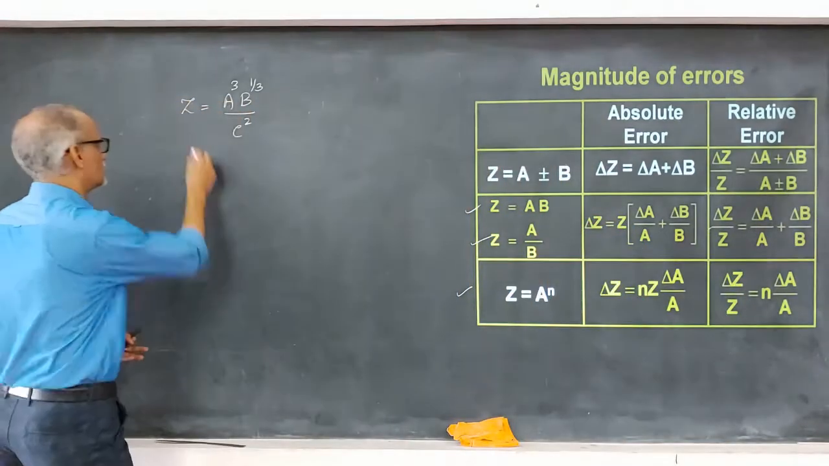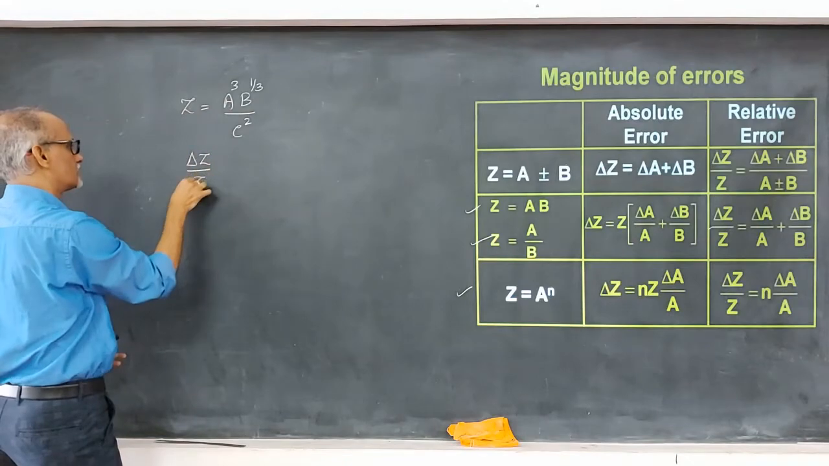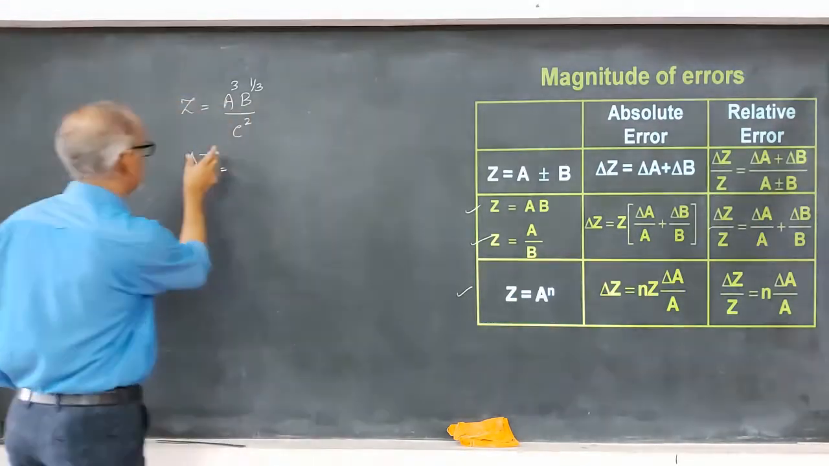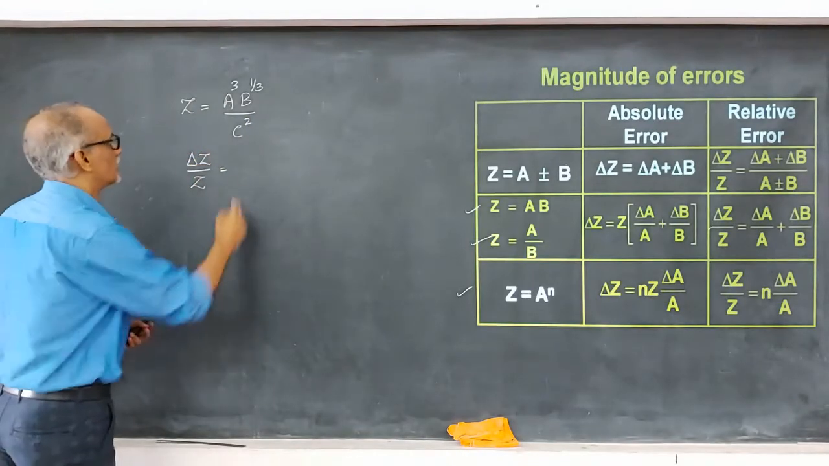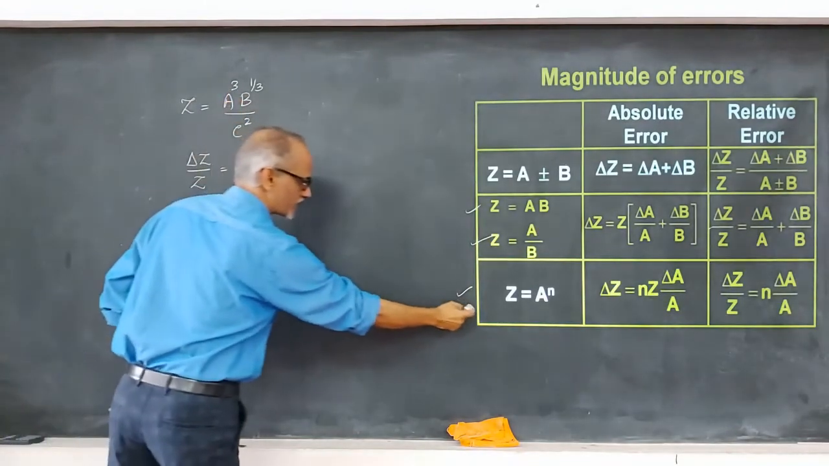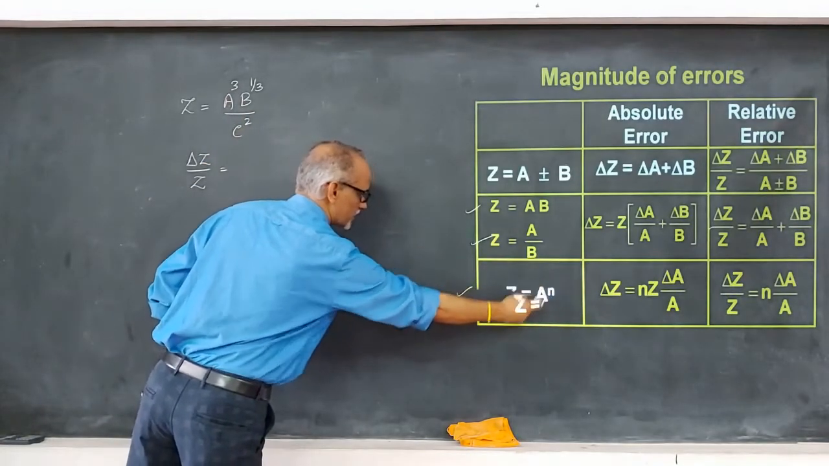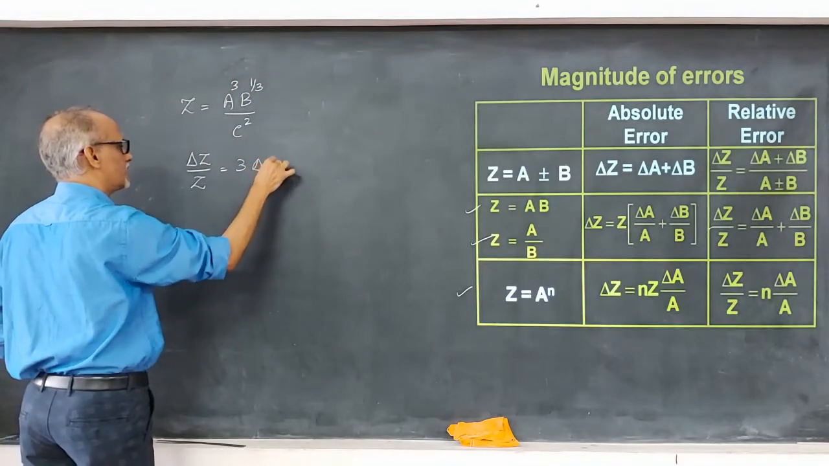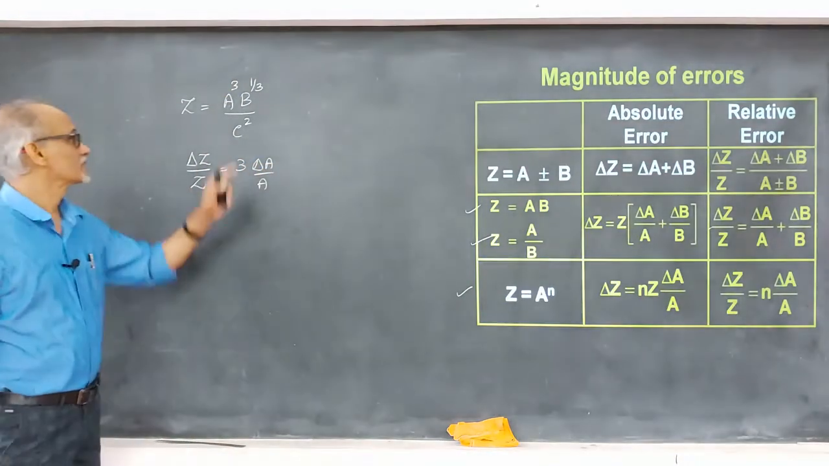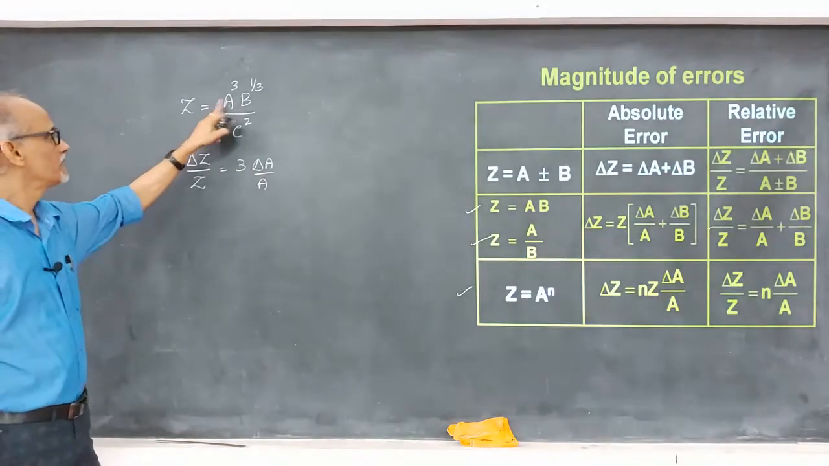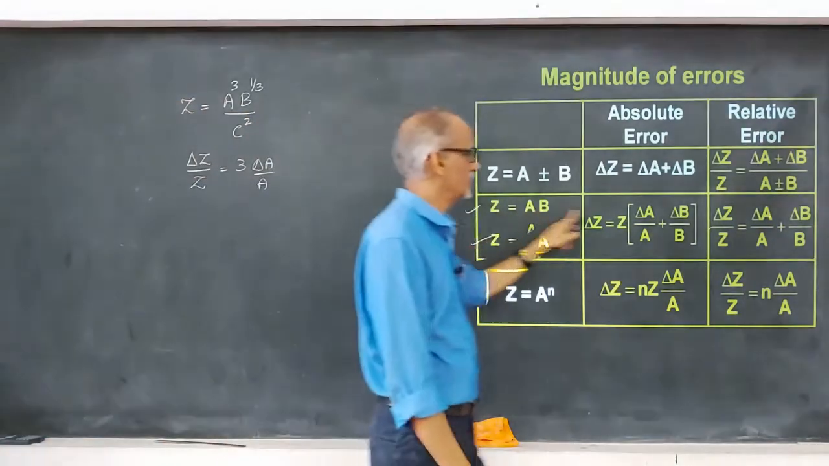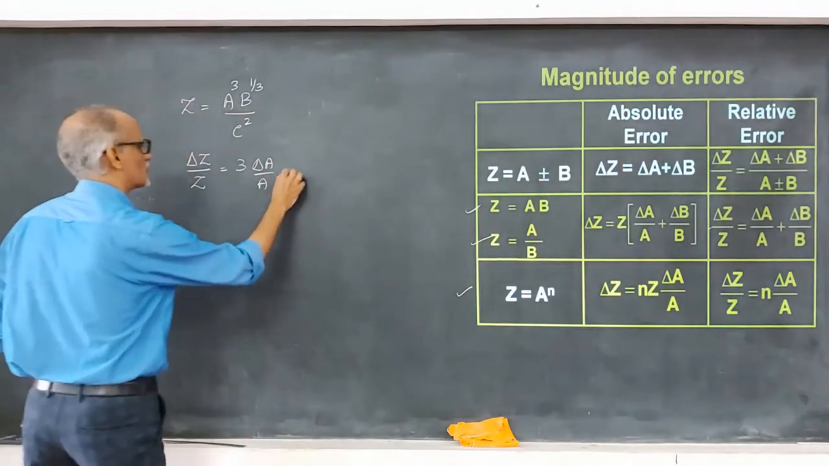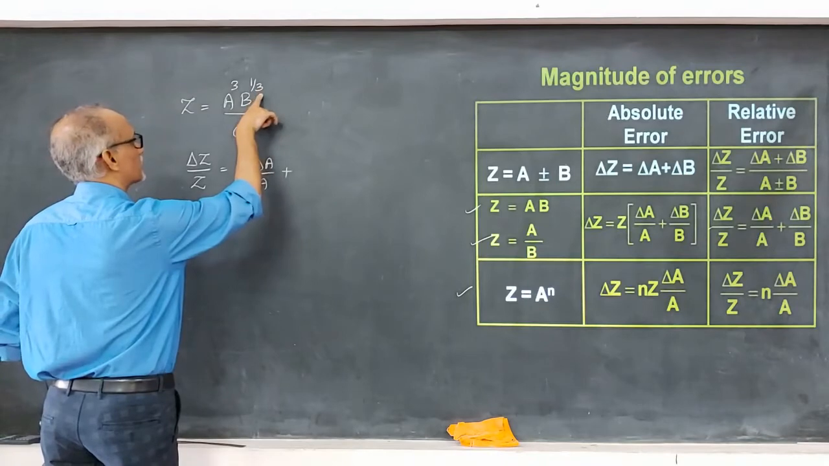Correct? So delta Z by Z. No, this is the fractional error, the relative error, the ratio of absolute error to the true value. A cube, I have to use this format, right? Z equal to A to the power n is always n times, so 3 times delta A by A. That is for this first. Whenever there is a multiplication, we always add the fractional error. So plus, what is the power?